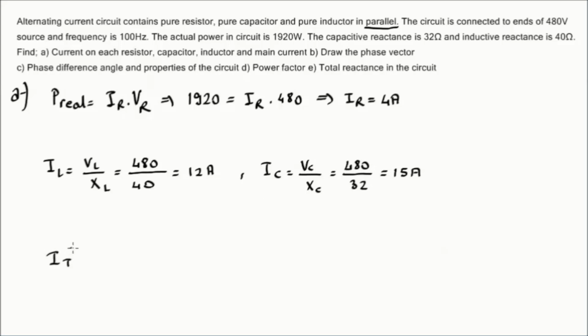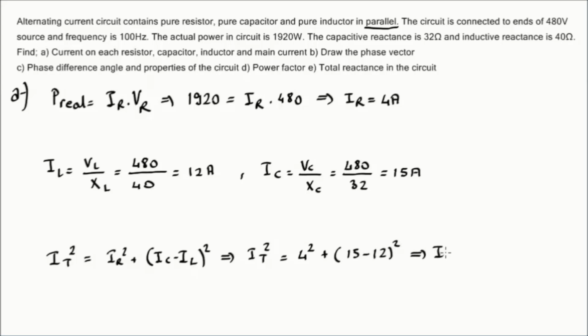That means I total. I total squared equals IR squared plus (IC minus IL) squared. So I total squared equals IR is 4 squared plus IC is 15 minus IL is 12, squared. So I total is going to be equal to 5 ampere.